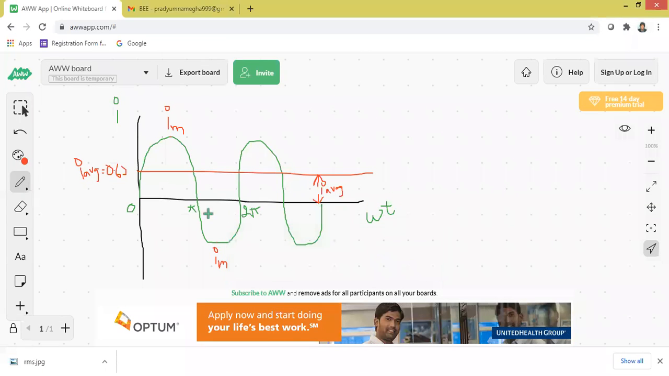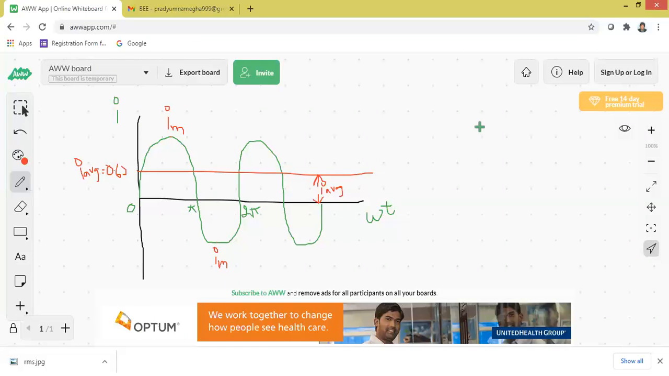Why am I drawing here I average? I average is a part of the AC current. So its value is how much? 0.637 into IM. Now all of you, one simple example I am taking. 0 to pi, pi to 2 pi, 2 pi to 3 pi, which is a common value? 2 pi minus pi is how much? Pi only. And 3 pi minus 2 pi is how much? Pi. And pi minus 0 is what? Pi. So the common value will be pi.